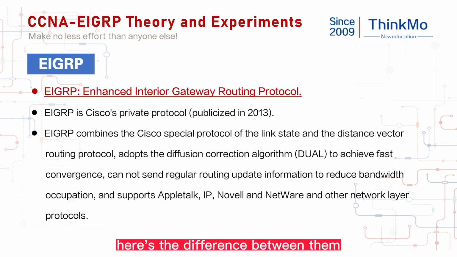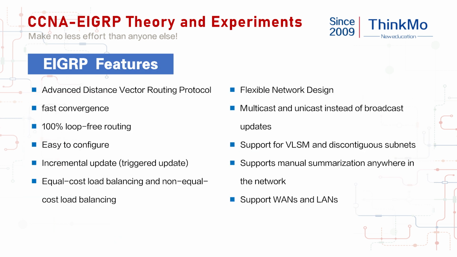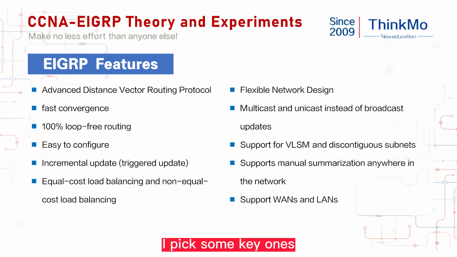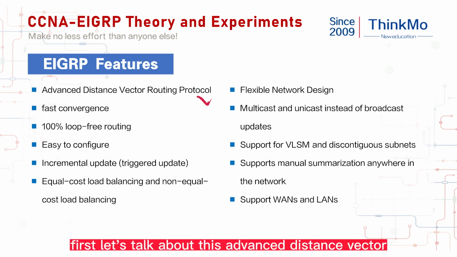Here's the difference between them. Next, let's talk about its characteristics. There are a lot of them, so I pick some key ones. First let's talk about the advanced distance vector.